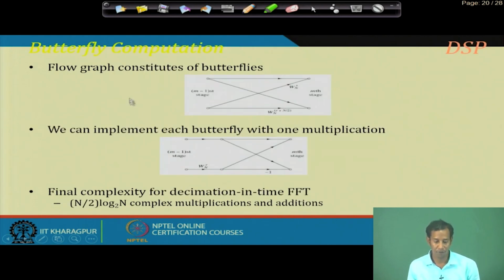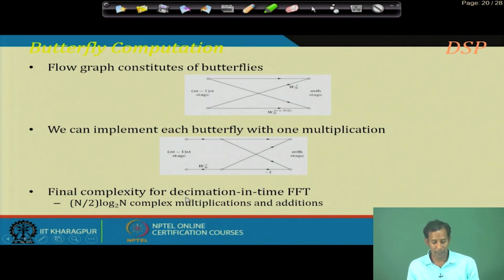Now, what is this butterfly computation? The butterfly computation generates from the m minus 1 stage, and it has to multiply with the corresponding twiddle factors to generate the next stage, which is the mth stage. The upper branch has to multiply with w n r, whereas the lower branch has to multiply with the twiddle factor w n r plus n by 2. If we know n, we know the values of w n r and w n r plus n by 2. From there we know that for the lower branch this value will be minus 1 and this value will be 1.